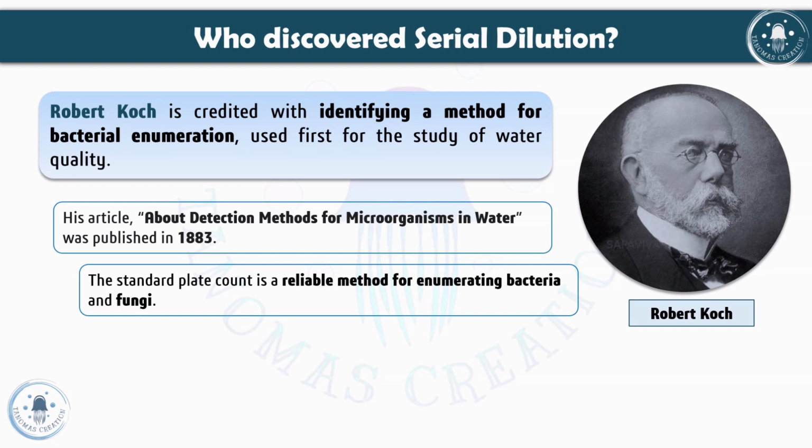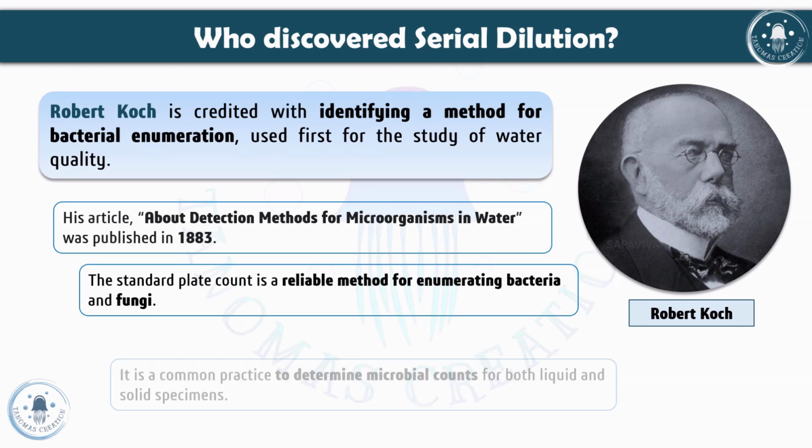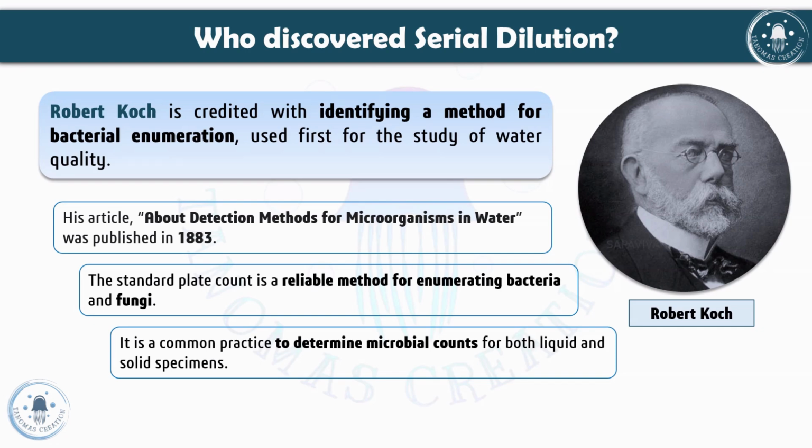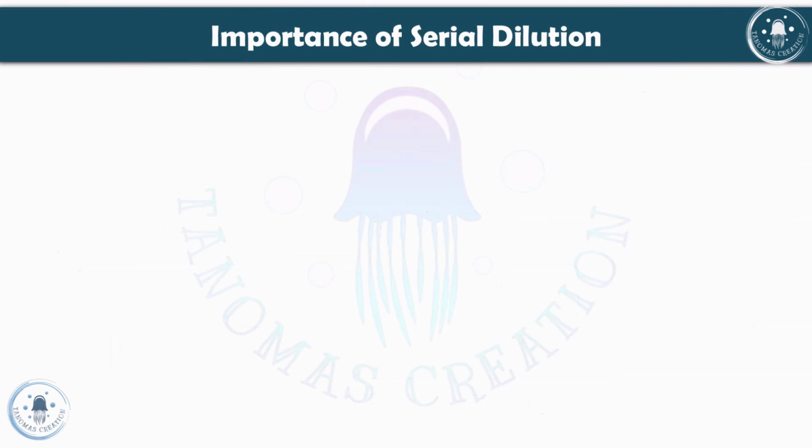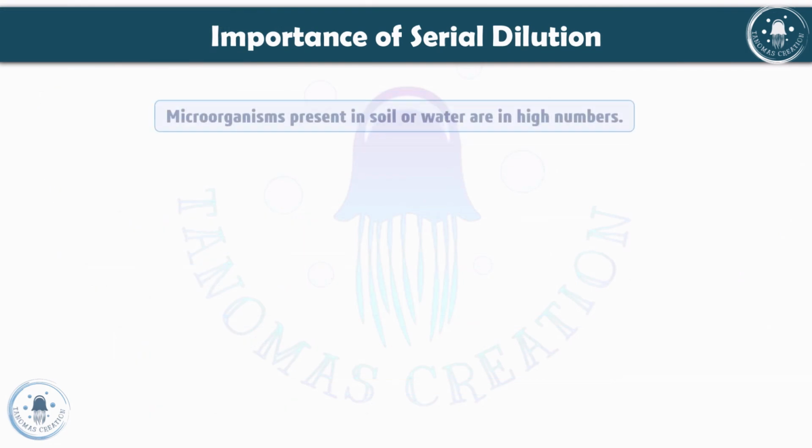Now, the standard plate count method using serial dilution is a reliable method for enumerating bacteria and fungi. This common practice is used not only for liquid but also for solid specimens. It is also useful to count bacteria, fungi as well as viruses. Okay. So, what is the importance of the serial dilution?